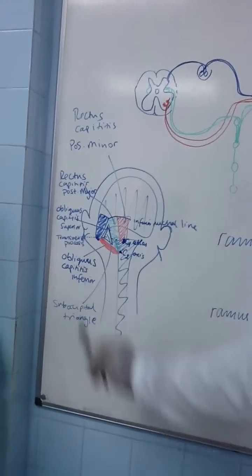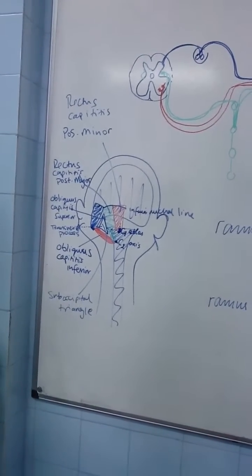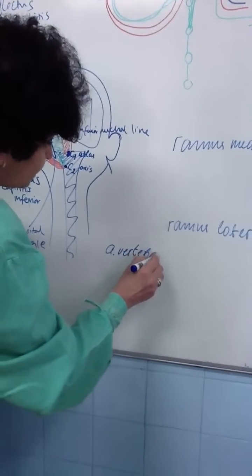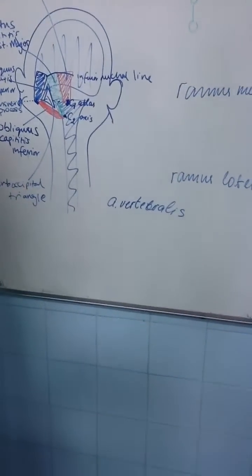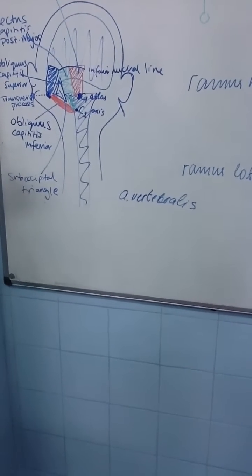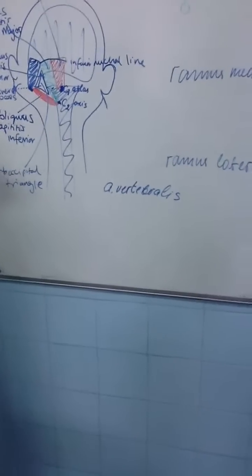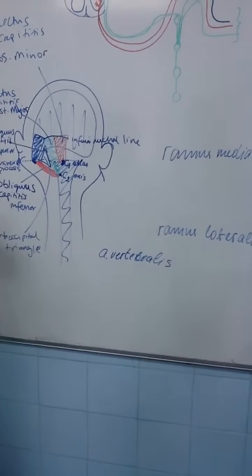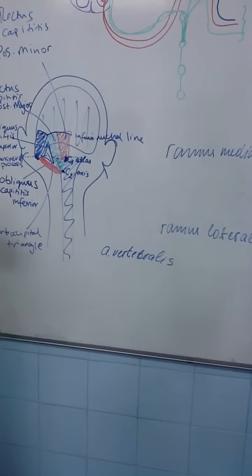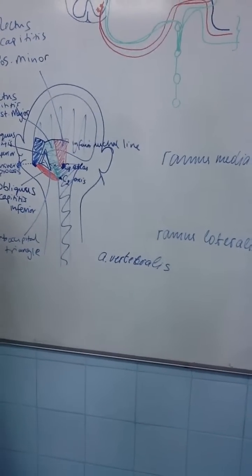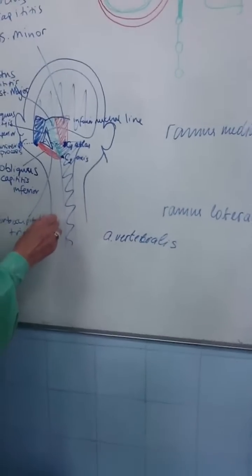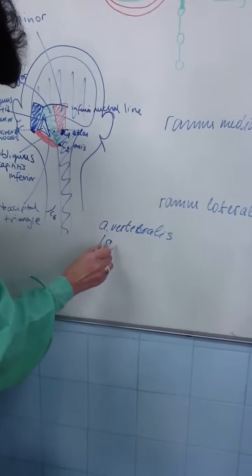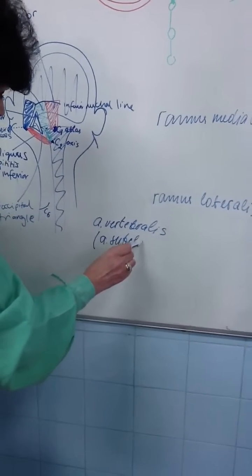Okay, tell me the content of this triangle. Suboccipital triangle contains arteria vertebralis, the vertebral artery. A branch of... What do you remember about the vertebral artery? Do you remember the blood supply of the brain? Arteria vertebralis, a branch of arteria subclavia.